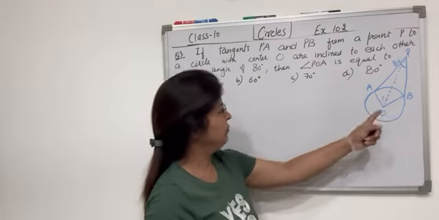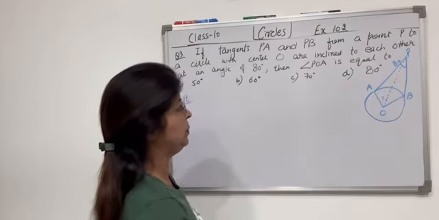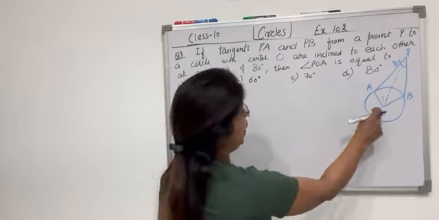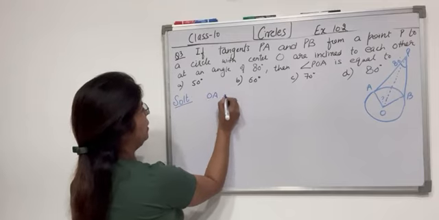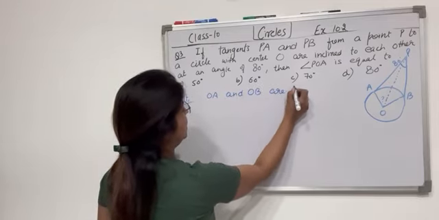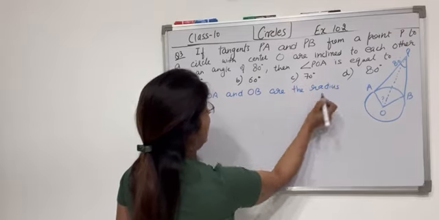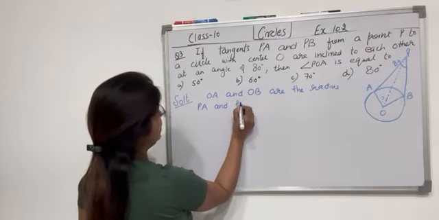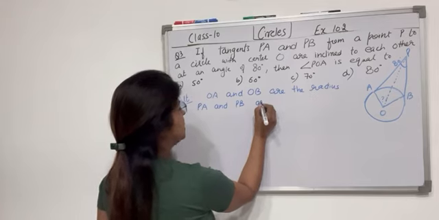For this, I will first take what is given to me. PA and PB are the tangents and OA and OB are the radii. So we know OA and OB are the radius and PA and PB are tangents. I have done nothing. I have just written what is given to us.